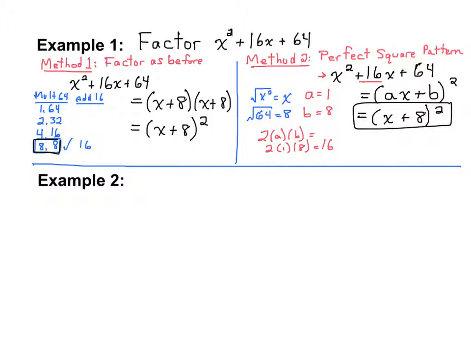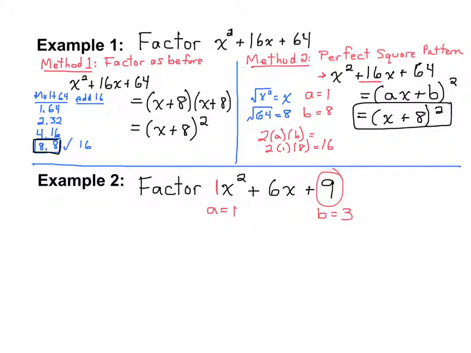But for now, example 2 is factor x squared plus 6x plus 9. When you are looking at factoring a trinomial, you want to check to see if the last term is a perfect square. If it is, then look for the perfect square trinomial pattern. 9 is a perfect square, so if it fits the pattern, our b value would be the square root of that, which would be 3. Our first term, x squared, is also a perfect square, so our a value, because there's a 1 in front of the x squared, the square root of 1 is still 1.